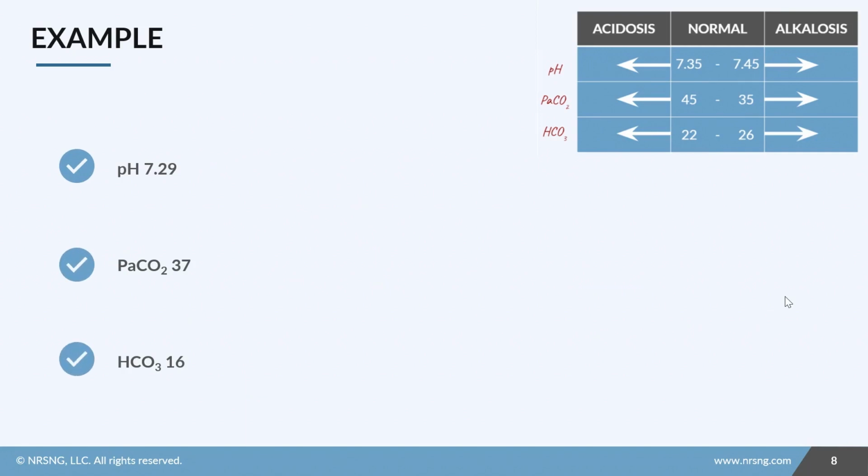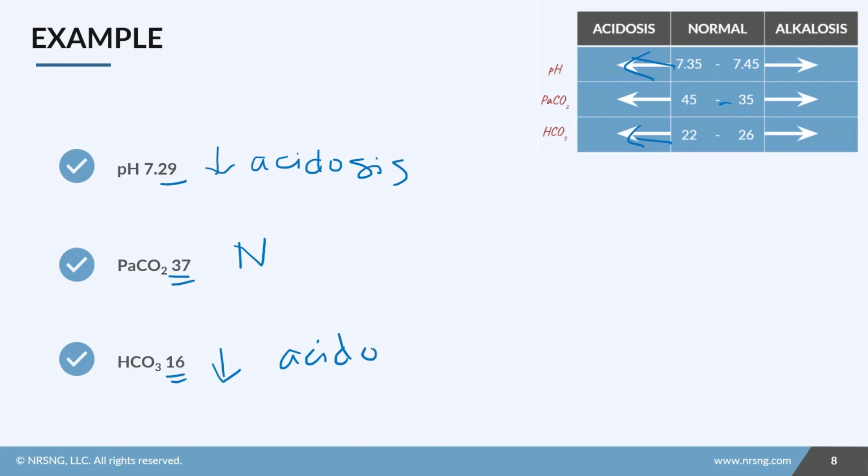Step one, evaluate the values. pH of 7.29 is low, so it is acidosis. A CO2 of 37, that is normal. A bicarb of 16, that is low, so it is acidosis.